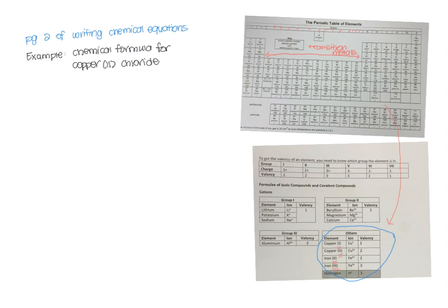So I'm going to give an example that's not in your notes. I'd like you to take it down at the side. If you are asked to write the chemical formula for copper 2 chloride, first thing, once again, what sort of bonding is present?